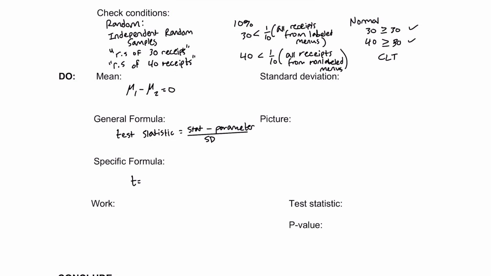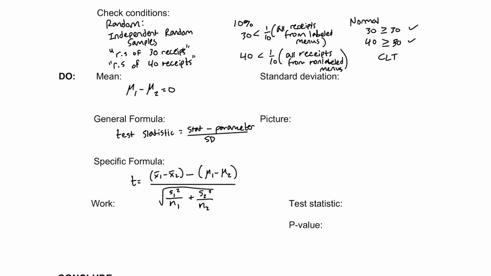respective formulas. So for the statistic, that's x bar 1 minus x bar 2. Our parameter is mu1 minus mu2. And our standard error, that formula will look like this: the standard deviation of our first sample squared over the sample size of the first sample, plus the second sample standard deviation squared over the second sample size.